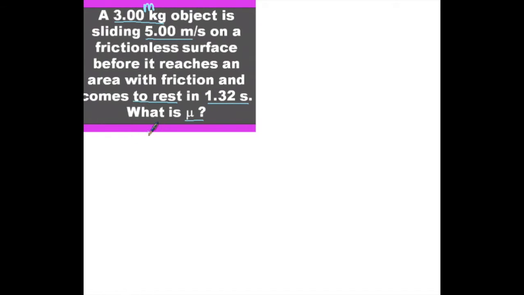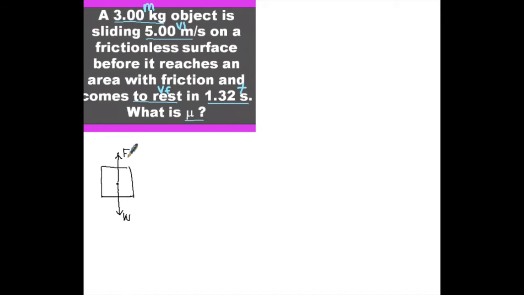Kilogram measures mass. When the problem started, it was going 5 meters per second, V I. When it ended, it was at rest. Seconds measures time. And you're looking for coefficient of friction. We need a diagram. Discuss it with your group and see if you can come up with your diagram yourself. Pause the tape. I hope you came up with this.